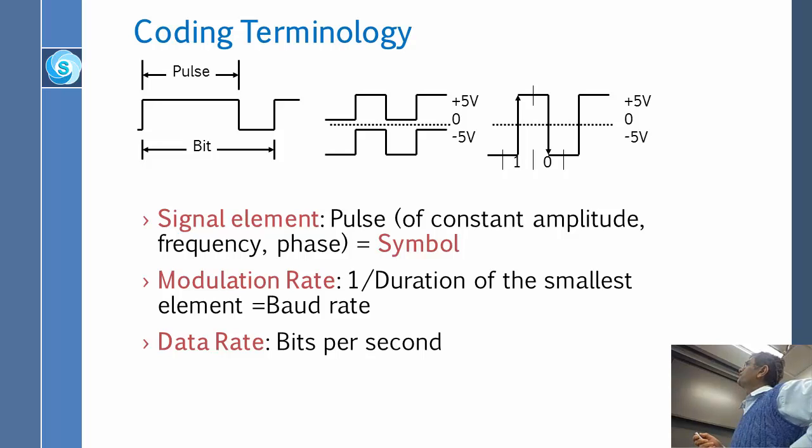And here the coding is very simple. It says that you could have minus 5 volt or plus 5 volt. And in some cases the coding says that it is not the level, it's the transition which makes 0 or 1. So if we transition from low to high, that is a 1. If we transition from high to low, that is a 0.